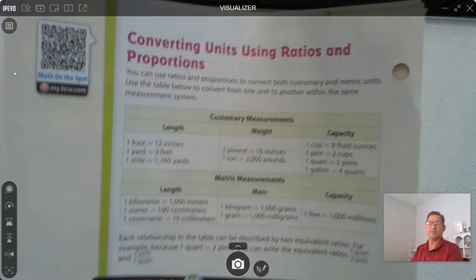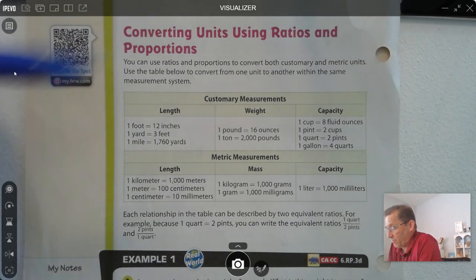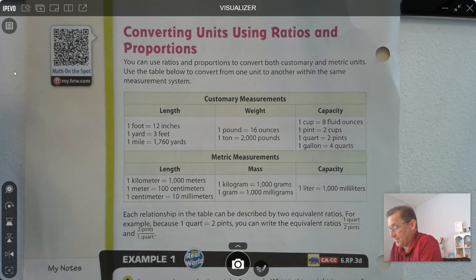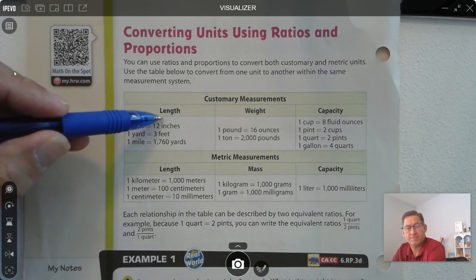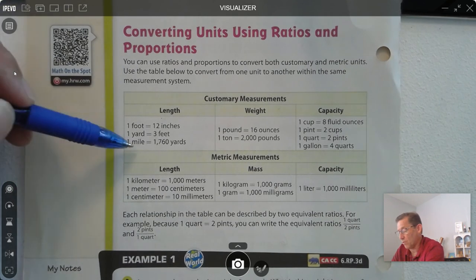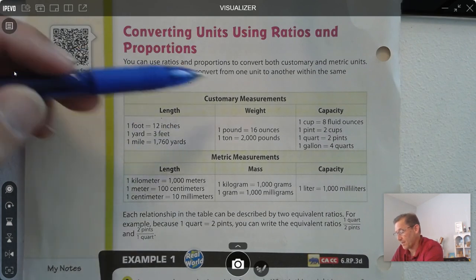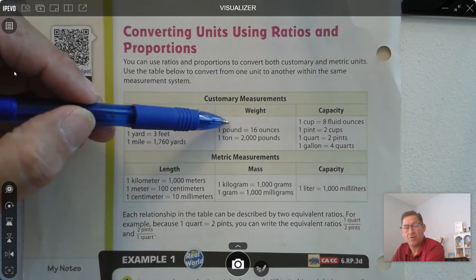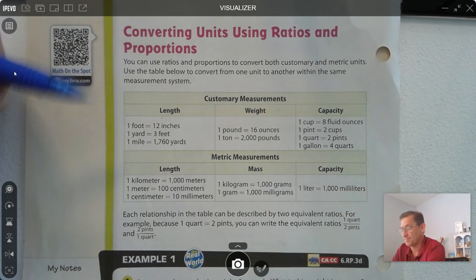So converting units using ratios and proportions. We can use ratios and proportions to convert both customary and metric units. Use the table below to convert from one unit to another within the same measurement system. Okay, and so these are just our ratios, right? 1 foot is 12 inches. 1 yard is 3 feet. 1 mile is 1,760 yards. If we look at weight, 1 pound would be 16 ounces. 1 ton is 2,000 pounds.